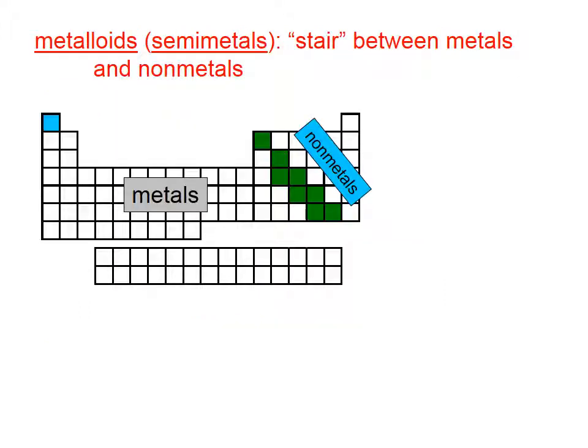The metalloids, or semi-metals, are the stair between the metals and the non-metals. So they are located on the periodic table between the metals, which are on the left and at the bottom, and the non-metals, which make up basically just a little triangle in the upper right corner of the periodic table, as well as hydrogen way over here in the upper left. Hydrogen is a non-metal as well. The metalloids make up this stair step.